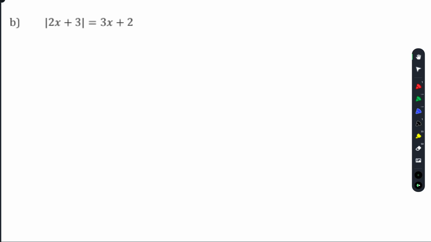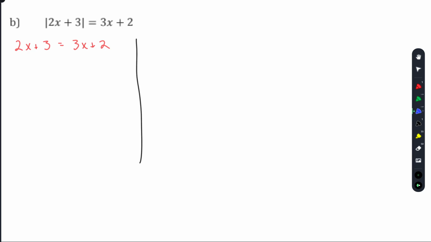Okay, if you're doing this one, the bars are alone, right? But it's got algebra on the other side versus just a plain number. So you do the same thing. It's not so crazy. So this is B. You're going to do 2x plus 3, whatever's in the bars you leave, and you're going to set it equal to 3x plus 2. So that'll be the normal one, I guess you can say.